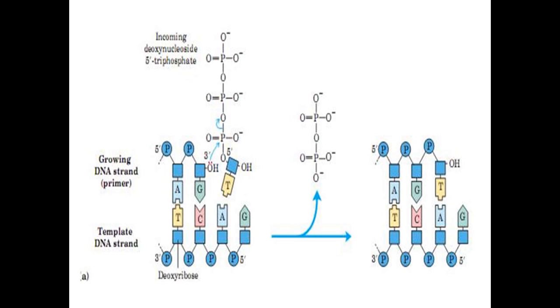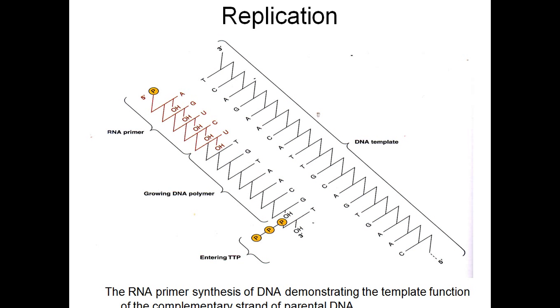Now see here, A is there, so the new incoming nucleotide will be dTTP. So thymine will come and attach with the A. Again G is there, now C will come. So this is how the addition of deoxynucleotides takes place on the growing DNA strand. This is taking place in the elongation phase.